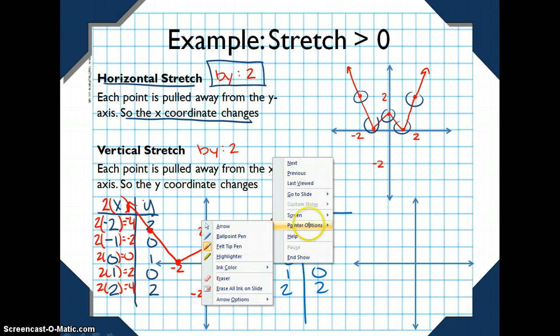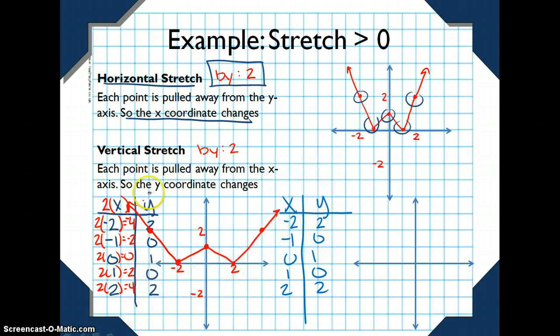And again, this time around, I'm going to alter the y's. So the y values are going to each get multiplied by 2. So 2 times 2 is 4. 2 times 0 is 0. 2 times 1 is 2. 0 again. And again 4. So in this case, you get negative 2, 4, negative 1, 0, 0, 2, positive 1, 0, and 2, positive 4.